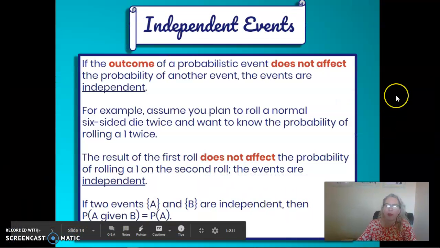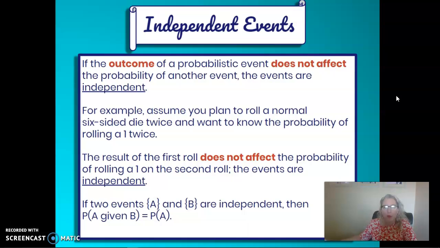What we're talking about here is independent events. What she's trying to find out is, is catching a cold independent of the amount of sleep you get? Or does catching a cold depend on how much sleep you get? If the outcome of a probabilistic event does not affect the probability of another event, then the events are independent.